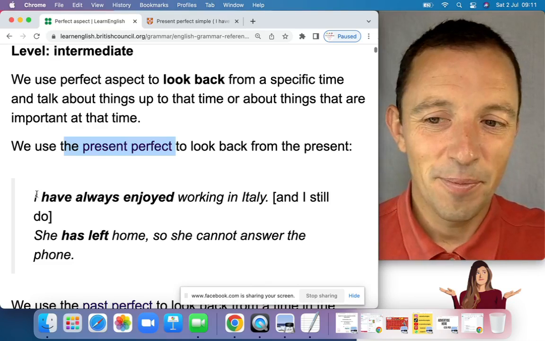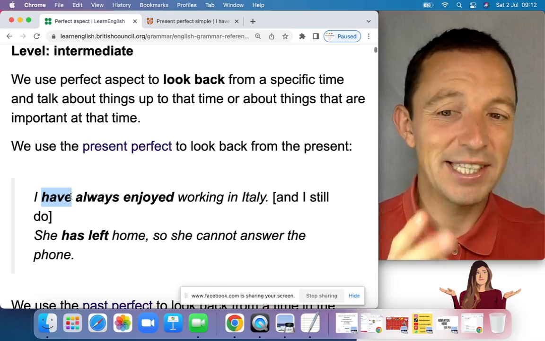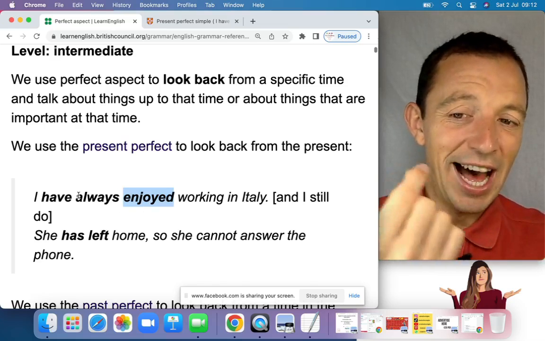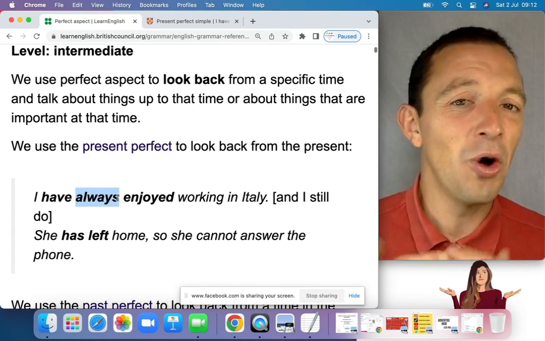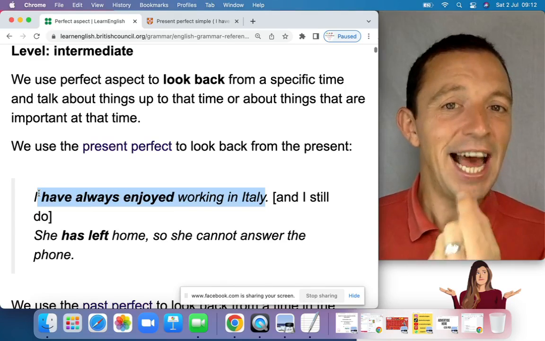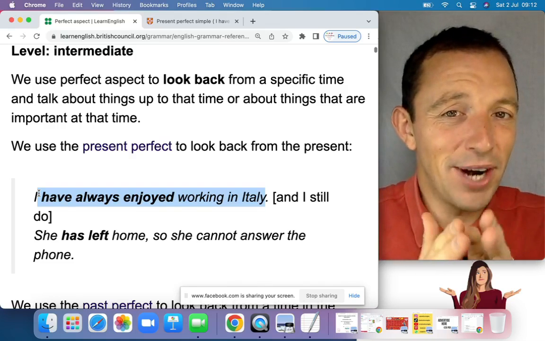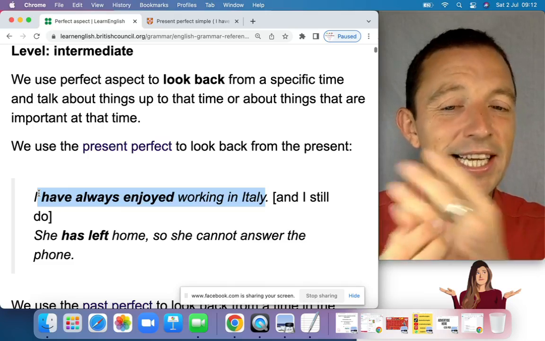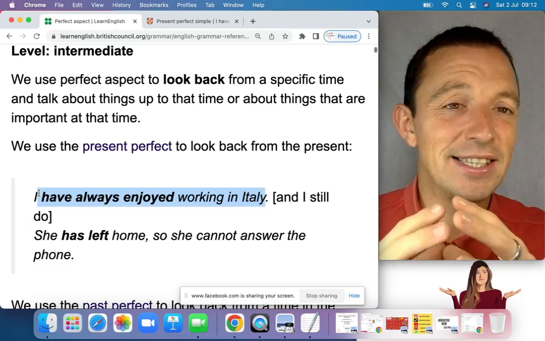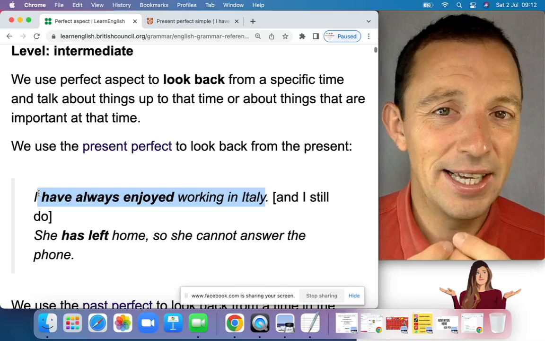First example, subject, I. Auxiliary have in the present plus the participle. This is the present perfect. So I have. Adverb is more complicated. I have always enjoyed working in Italy. This means you're in the present now, but you're looking back at the past from the perspective of the present. So basically working in Italy started in the past and it continues to happen in the present. This is the intention and the function of the present perfect tense.